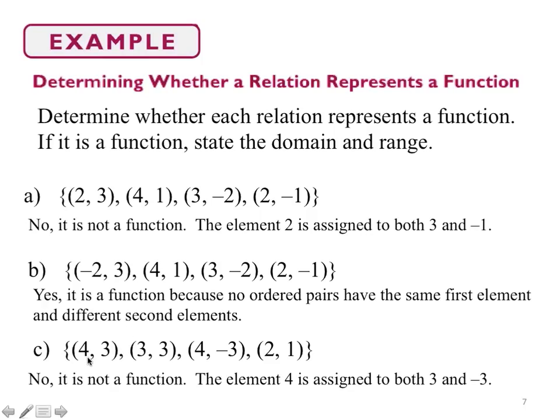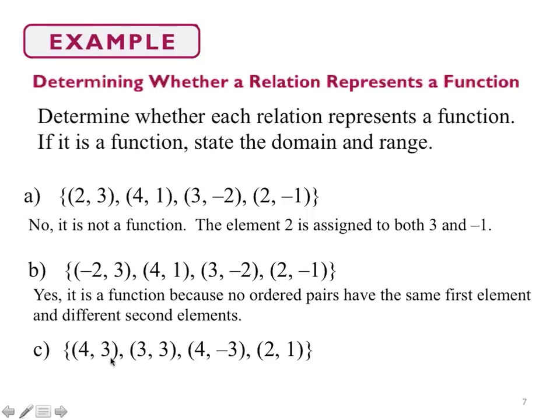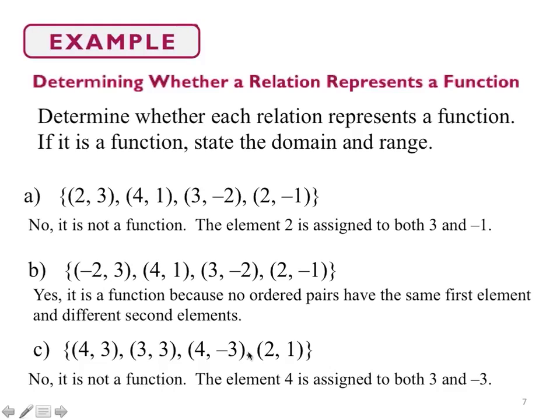This one, we have, didn't mean to show the answer, sorry about that. We have (4, 3), (3, 3), (4, -3), and (2, 1). Again, we have 2 points where x is 4, that have the same x value but different y's, 3 and -3. Now, it's not a problem that these 2 pairs right here, (4, 3) and (3, 3), have the same y value. The problem happens when you have the same x value, this 4 and 4, with different y values, 3 and -3. So the element 4 is assigned to both 3 and -3. So that's where the issue comes up.